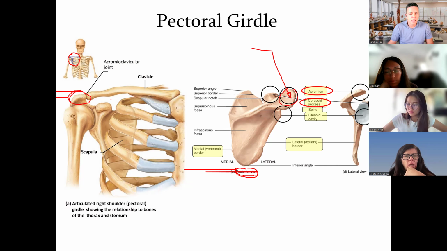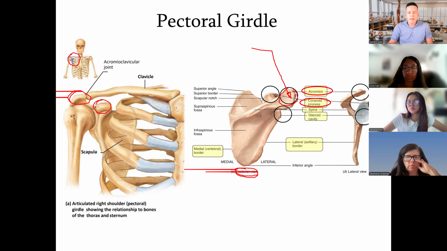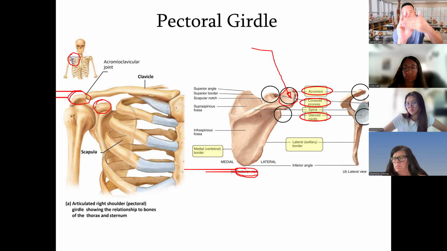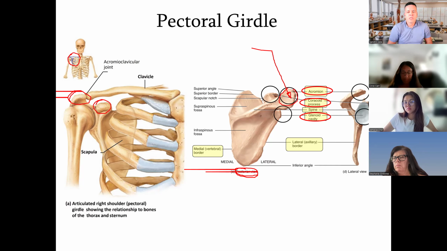The other two markings that I want you to know are the coracoid process, and we can see the coracoid process right here. And there is what I call the glenoid cavity. Guys, imagine that my hands here are the glenoid cavity. The glenoid cavity is a kind of flat surface that is covered in articular cartilage. Take a wild guess. What is going to articulate with the glenoid cavity of the scapula? In other words, what is going to be attached to the scapula right there at the glenoid cavity, guys?